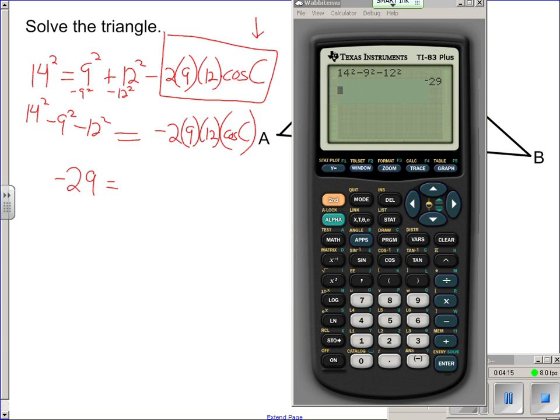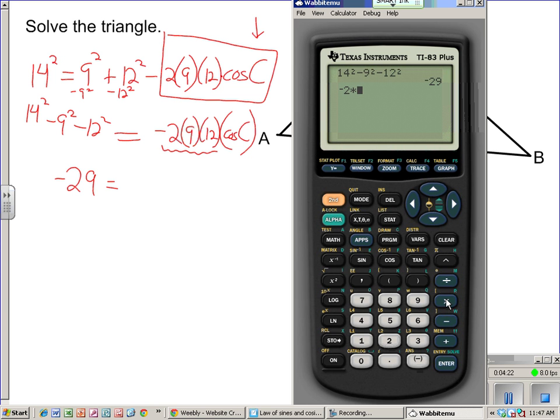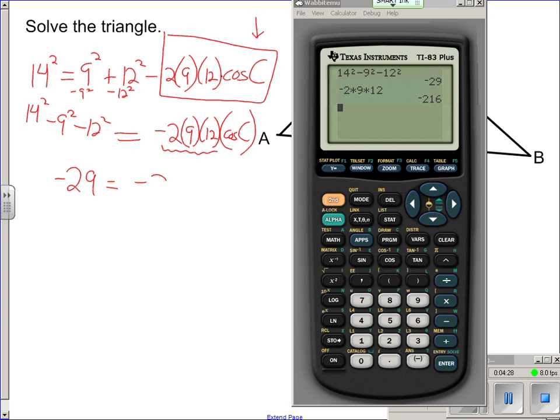That equals. Now I want to know what this multiplication is right here. So, negative 2 times 9 times 12. That is a negative 216 times the cosine of angle C. All right, we are trying to find the angle measurement for C.